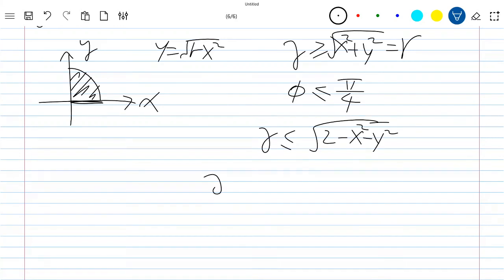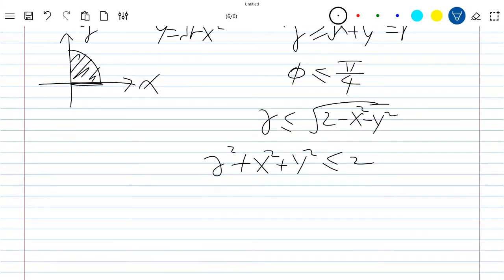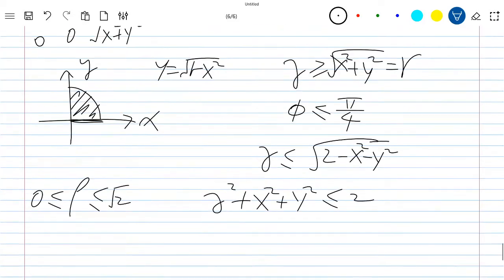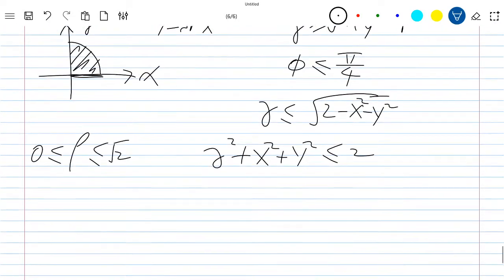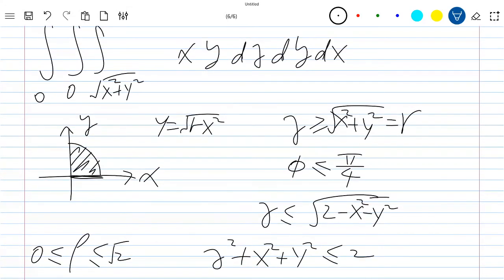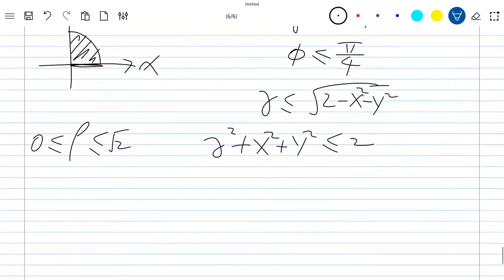But that means rho squared is less than or equal to 2. So what is the radius of the sphere? It's not 2, it's square root of 2, right? So still we have a cone with the top of the cone being a sphere, but it's only on the first quadrant, not on the entire sphere. All right, so we need to rewrite this integral, but don't forget the xy.